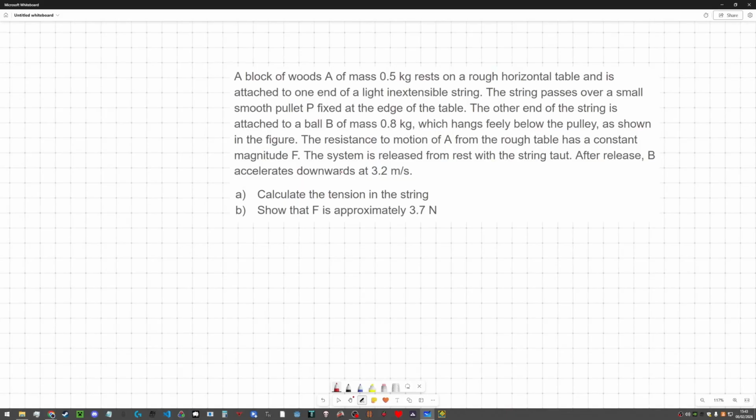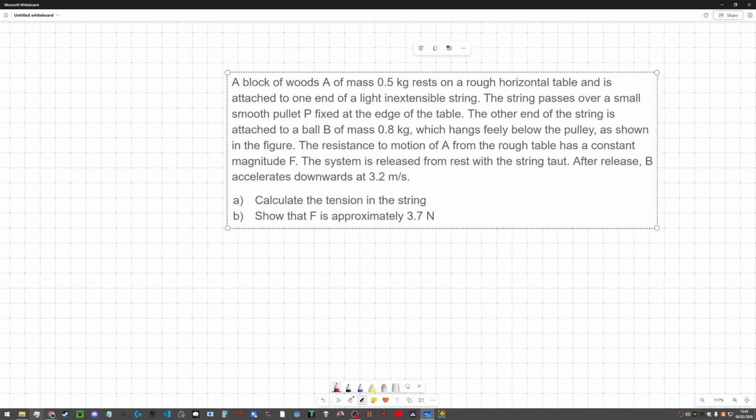Right, a block of... That's not meant to say woods. Oh, I see. A block of wood A of mass 0.5 kilograms rests on a rough horizontal table and is attached to one end of a light inextensible string. So we'll draw the diagram as we go here.